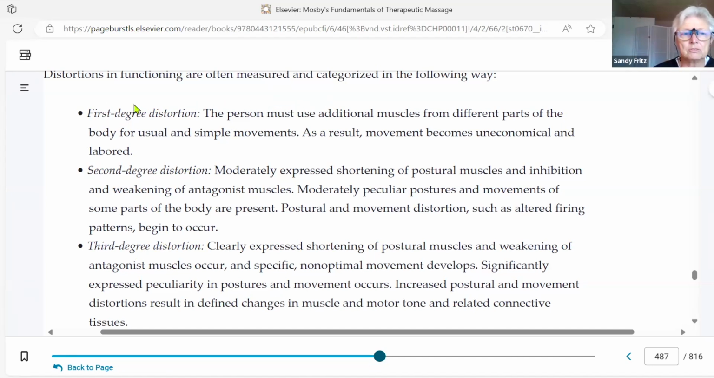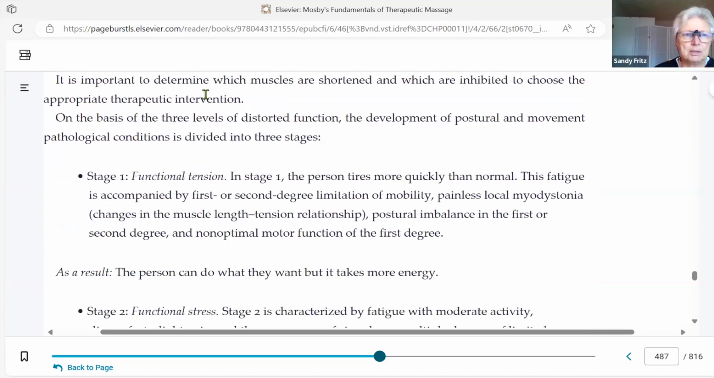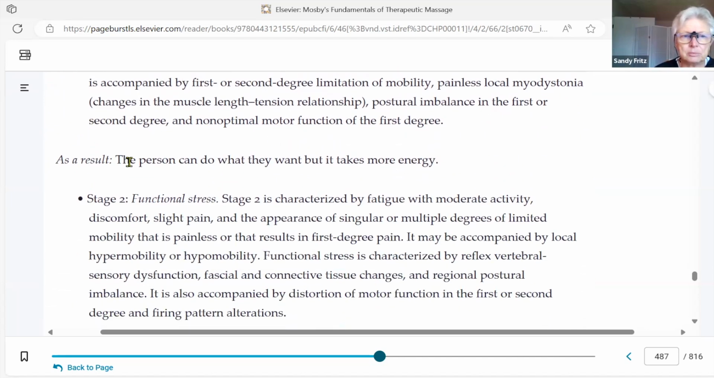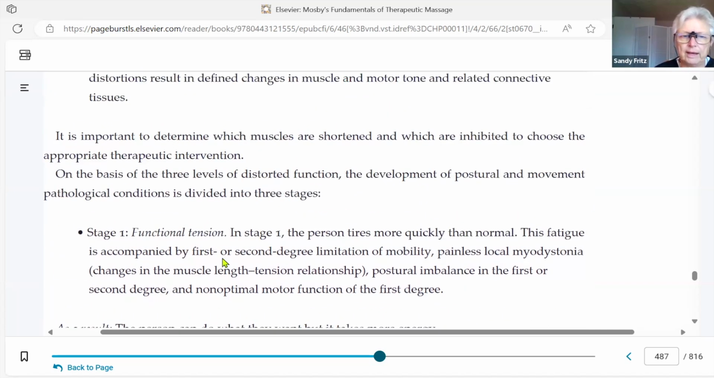autonomously. So we can work with first degree distortion. So this falls into stage 1, all right, functional tension. And then as a result, the person can do what they want, but it takes more energy. We can work with that.